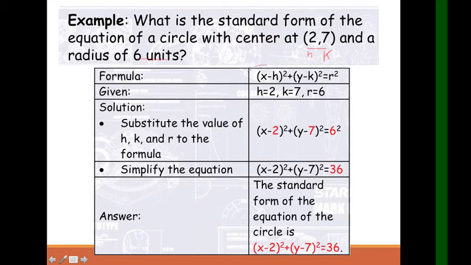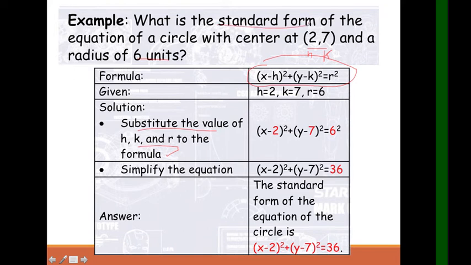So we have the formula, (x - h)² + (y - k)² = r². So given that h is equal to 2, k is equal to 7, and r is equal to 6. So substitute the values of h, k, and r to the formula. So we have (x - 2)² + (y - 7)² = 6². Then just simplify the equation. We have (x - 2)² + (y - 7)² = 36.